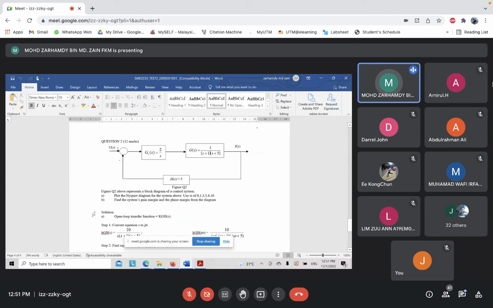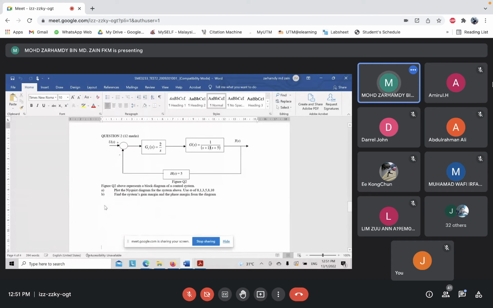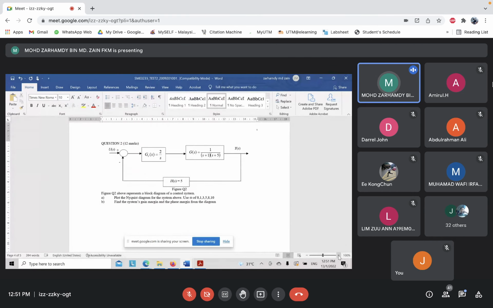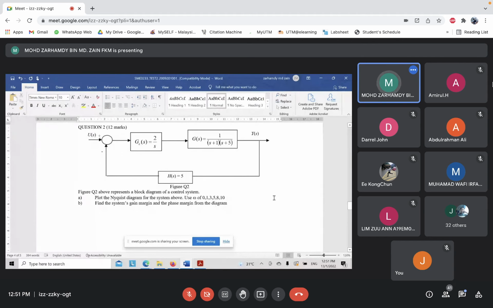So this is the example. This is the example question for test 2. Everyone can see this, test 2. So they give us this block diagram. Normally three blocks, don't worry, it is usually three. One is K, one is G, one is H. This is the standard for engineering problems. Now from here, part A: plot the Nyquist diagram for the system above. Use omega 0, 1, 3, 5, 8 and 10. So you need to consider this to find the gain and phase.